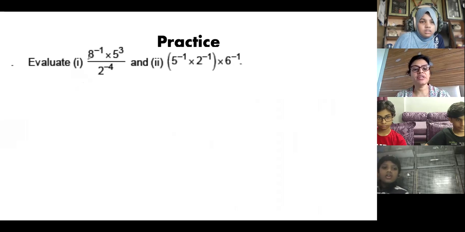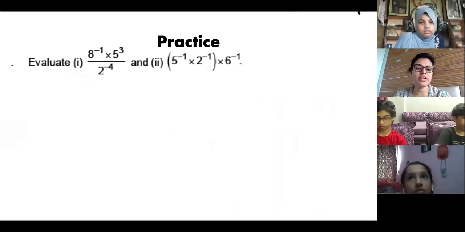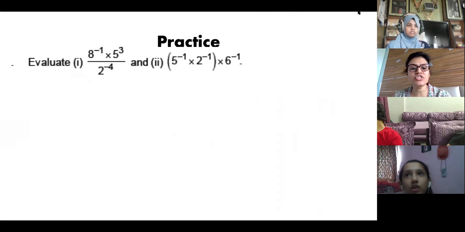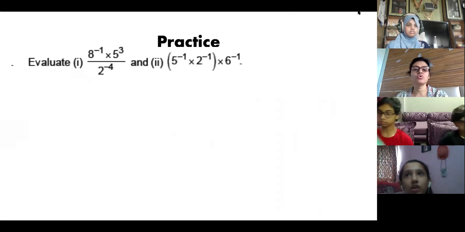Okay, evaluate 8 raised to minus 1 into 5 cube upon 2 raised to minus 4. I want you all to do it in your notebook and give me the answer. I'll wait. First, try yourself. 8 cube, you have to change it in the form of 2. So 2 cube you will have with a minus power. So first make 8 in the denominator and 2 in the numerator because powers are negative.